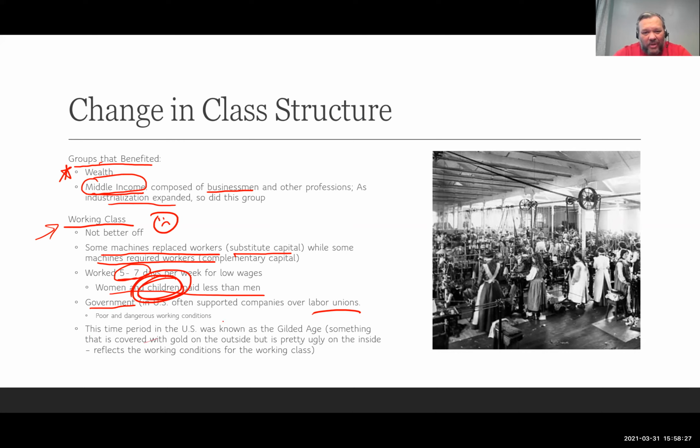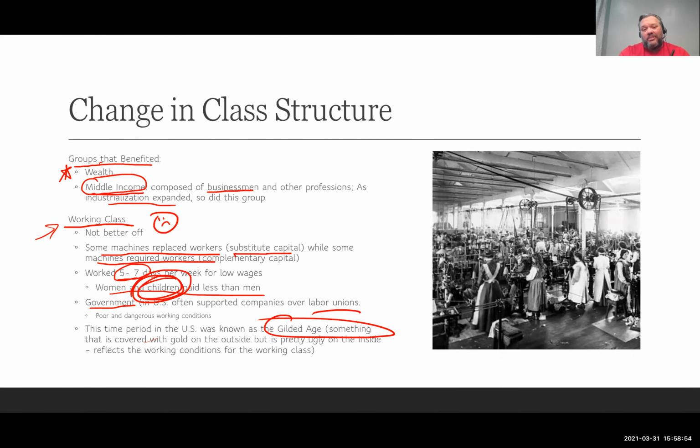And so in the US, this was known as the Gilded Age. And something that's gilded would have like this golden outer shell to it, but on the inside, it was kind of ugly. And Mark Twain, I think, was the one who coined the phrase. But the idea was, look, especially the late 1800s, he would say, look, it looks good from the outside because we're producing a lot of stuff. The U.S. is becoming a wealthy country. Hey, everything looks great.